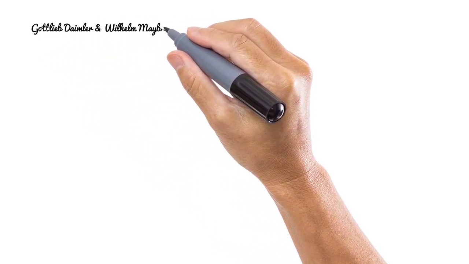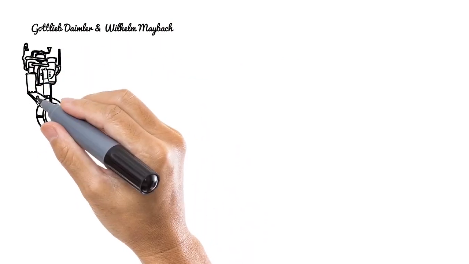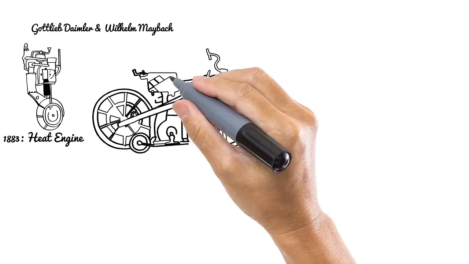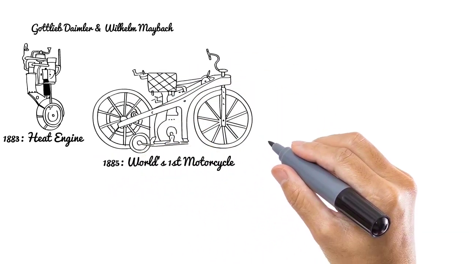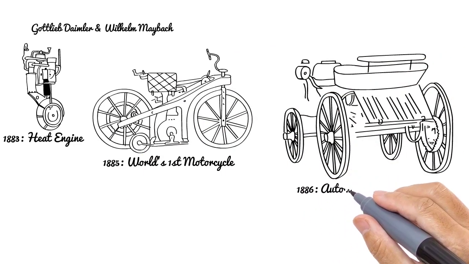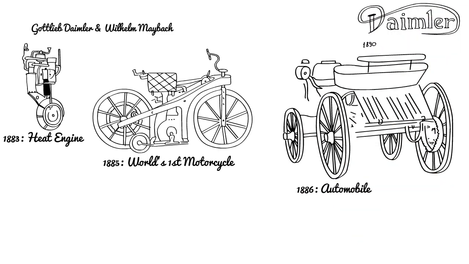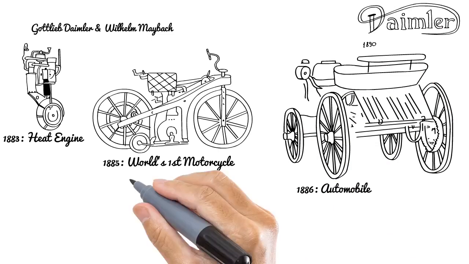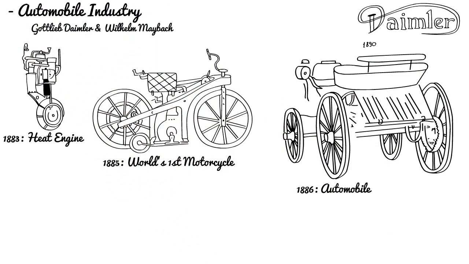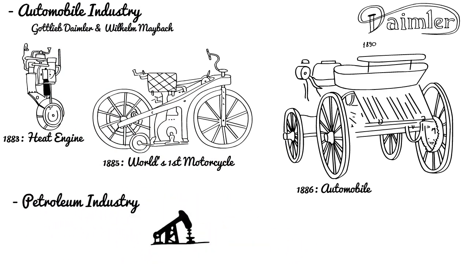What else happened? Gottlieb Daimler and Wilhelm Maybach worked on manufacturing heat engines as an alternative to steam engines. In 1883, they built their own engine with a simple carburetor to vaporize the gasoline. Two years later, in 1885, they made the world's first motorcycle, and the very next year, 1886, their automobile. In 1890, the Daimler Motor Company was established. Peugeot in France were soon building automobiles with Daimler engines. That consequently required the petroleum industry to provide the necessary resource to power such engines.